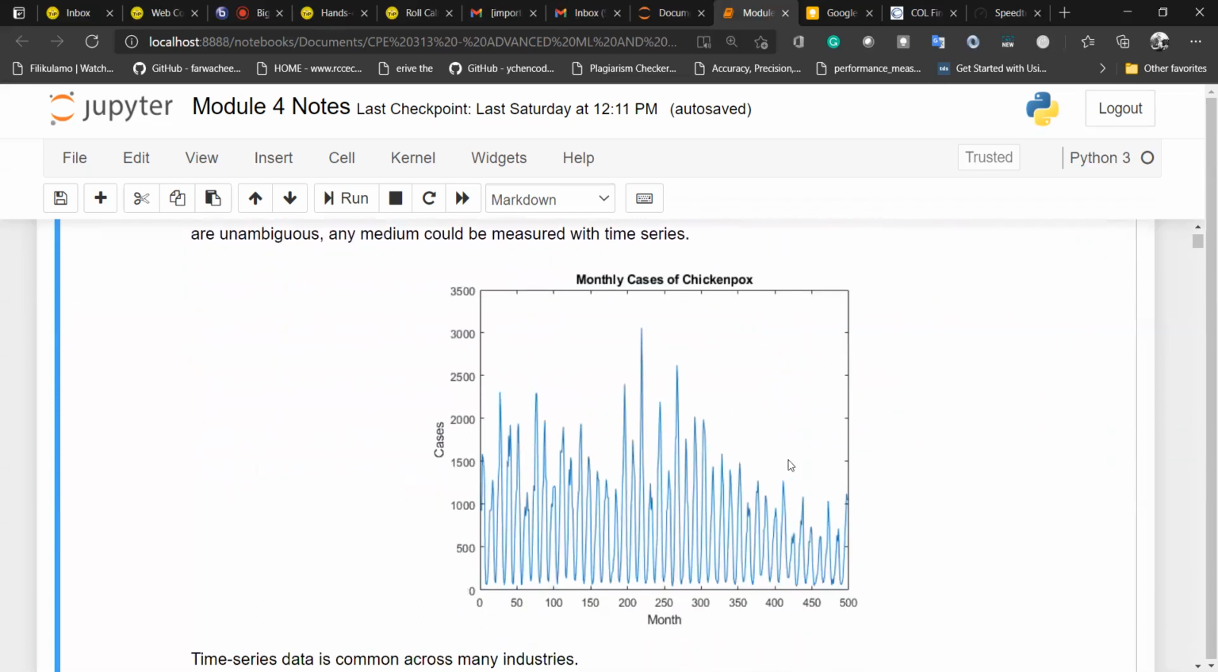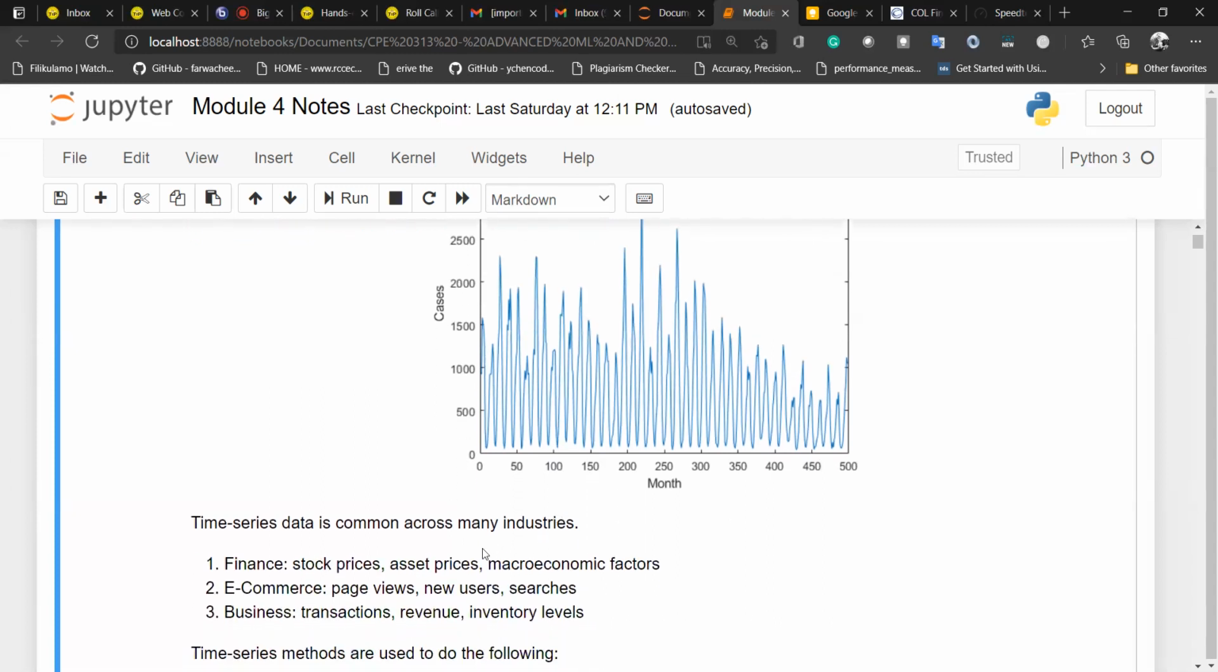So this is an example, as you can see from the page. This is the monthly cases of chicken pox. The record that you see here is in terms of the cases of chicken pox. These are monthly cases, so given in periods of month, from 0 to 500 months. So this is a lot of data that was gathered. It's a representation of a time series.